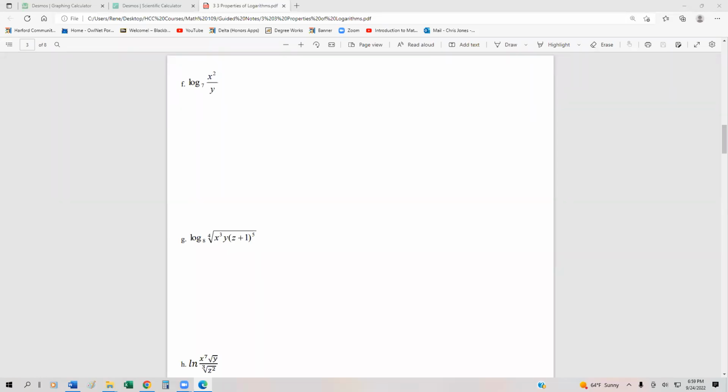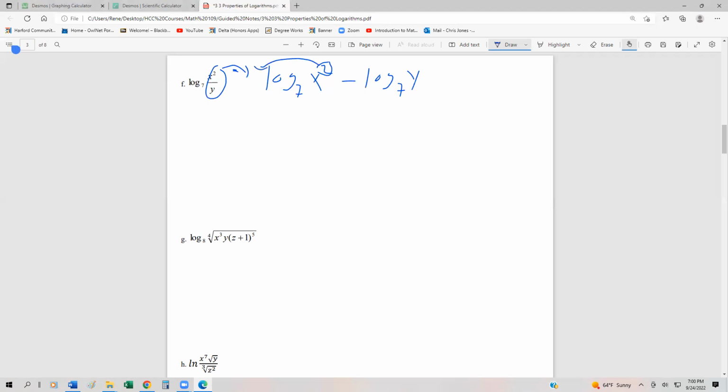In this video, we're going to look at some more examples of expanding logarithmic statements. And so we have this log base 7 of x squared over y. And remember, if we have division, then what we're going to do is turn this into a subtraction statement. And so we're going to get log base 7 of x squared minus log base 7 of y. And then, just like we've seen several times, we can move that exponent as a coefficient. And so we can write this as 2 log base 7 of x minus log base 7 of y. And that's probably the most simplistic that we can write that statement.